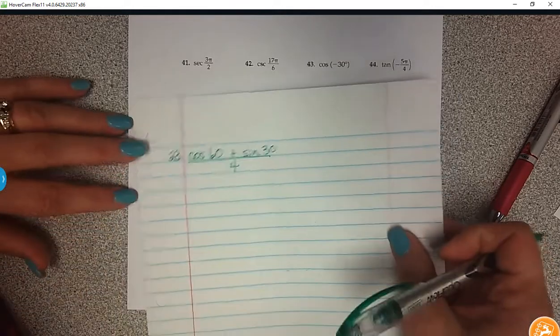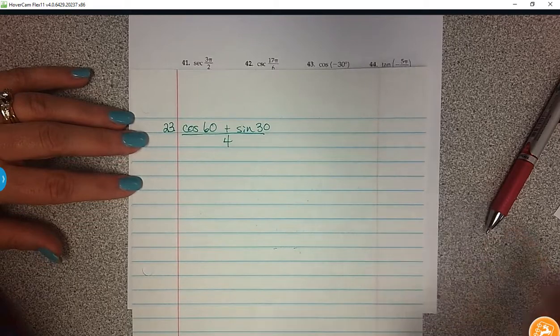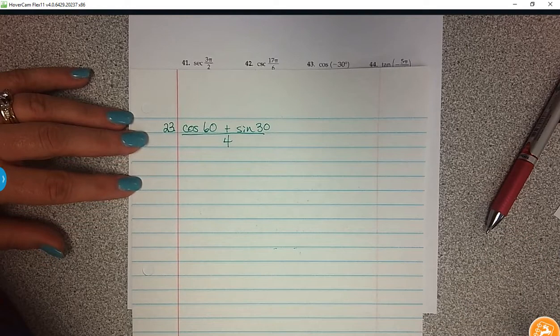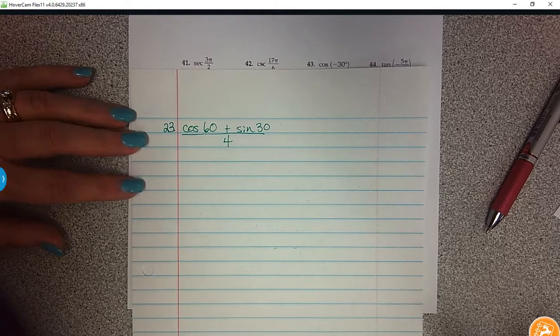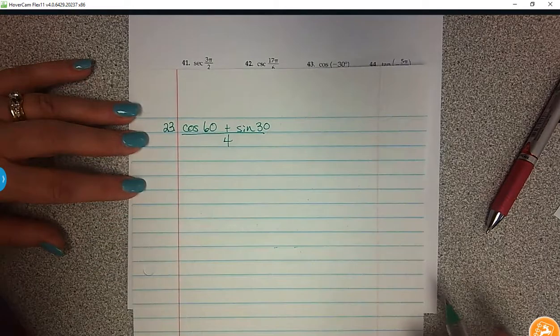All right, so here's what we've got for number 23. Both of these angles are on the unit circle. They are between 0 and 360. They also happen to be between 0 and 90, so I don't have to fool with coterminals. I don't have to fool with reference angles. They're both in quadrant 1, so I know they're both going to be positive. So I'm just going to find the values.